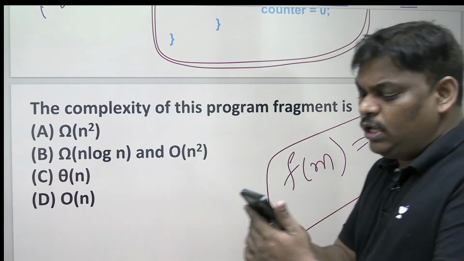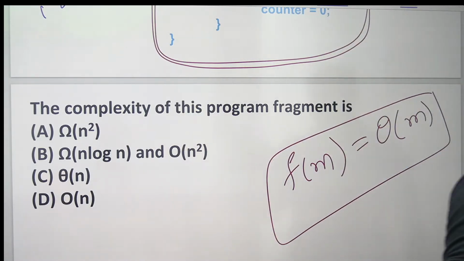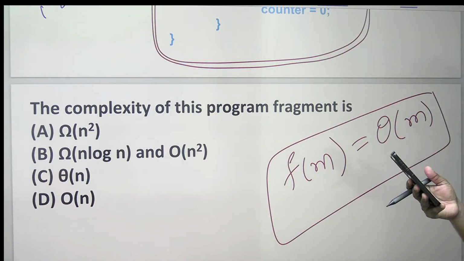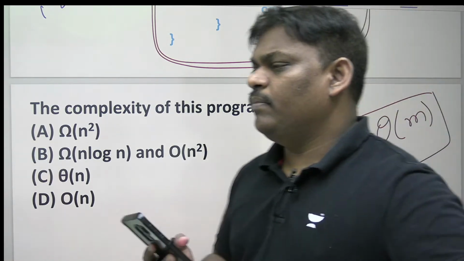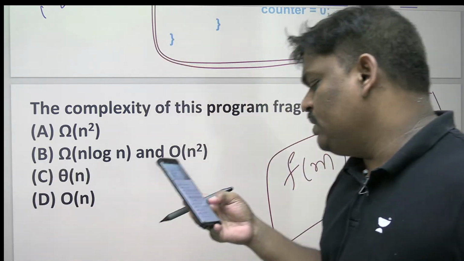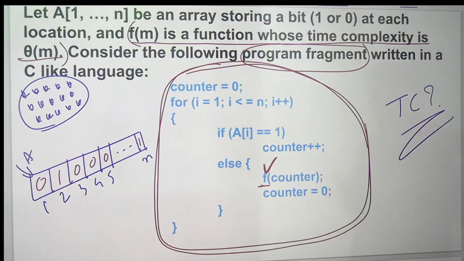Anyone having any doubt till now, let me know. F of m time complexity theta of m. He took one array, named A. That array contains n slots, that is also okay. Every slot contains 0 or 1, that is also okay.